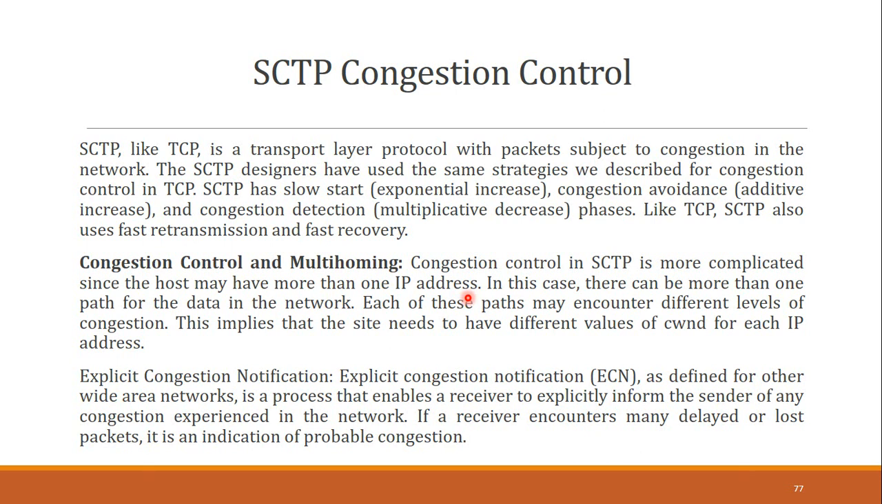Then we have the explicit congestion notification. The explicit congestion notification, as defined for wide area networks, is a process that enables a receiver to explicitly inform the sender of any congestion experienced in the network. If a receiver encounters many delayed or lost packets, it is an indication of probable congestion. SCTP can use the ECN option in the INIT and INIT ACK chunks to allow both ends to negotiate the use of ECN.